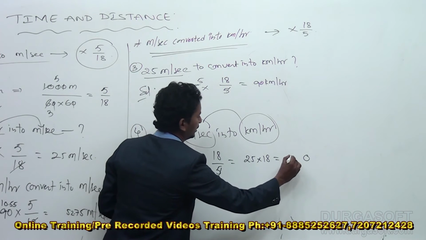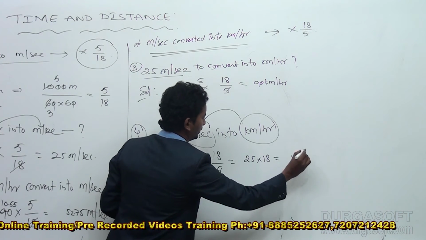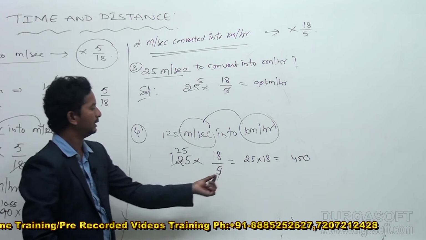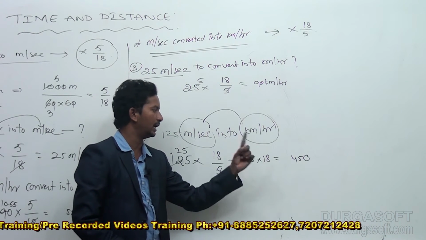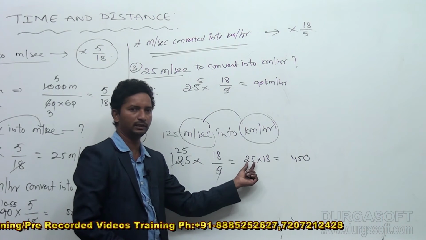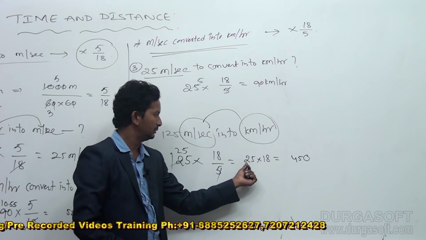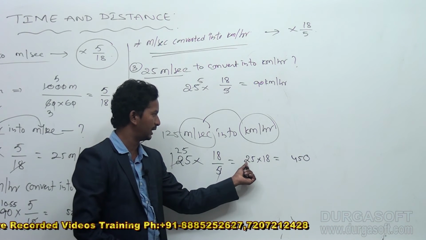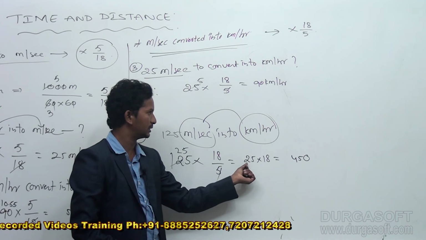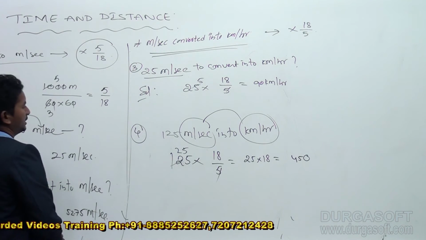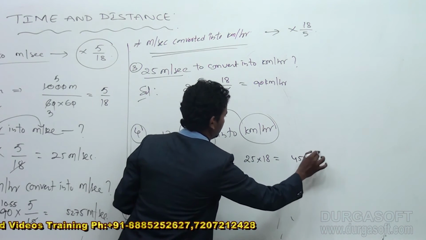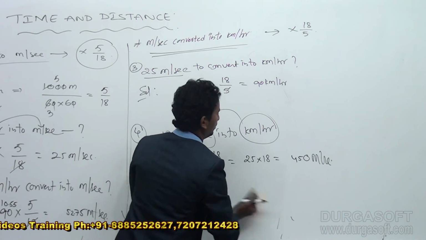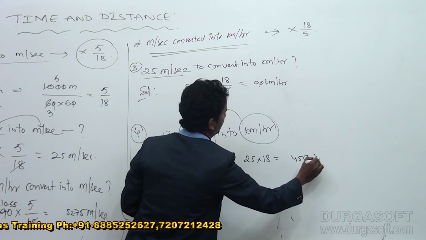36, 40, 45, 450. Okay, here 18 fives are 90, 9 is there, 36 plus 9, so 36 plus 9 is 45. Now this is the kilometer per hour, sorry, not meter per second. This is the kilometer per hour.